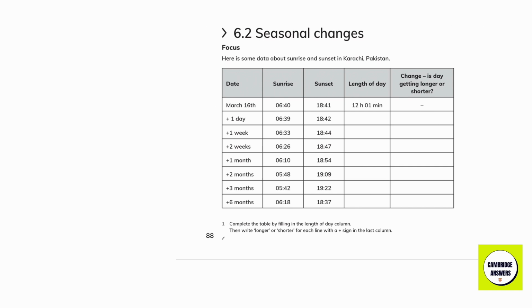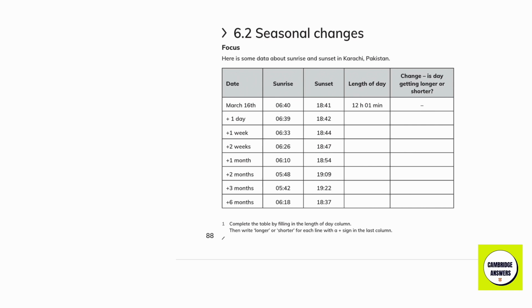Exercise 6.2, Seasonal Changes. Here is some data about sunrise and sunset in Karachi, Pakistan. Complete the table by filling in the length of the day column, then write longer or shorter for each line with a positive sign in the last column. March 16th, the sunrise was at 6:40 a.m. and the sunset was at 6:41 p.m. The length of the day was 12 hours and 1 minute.